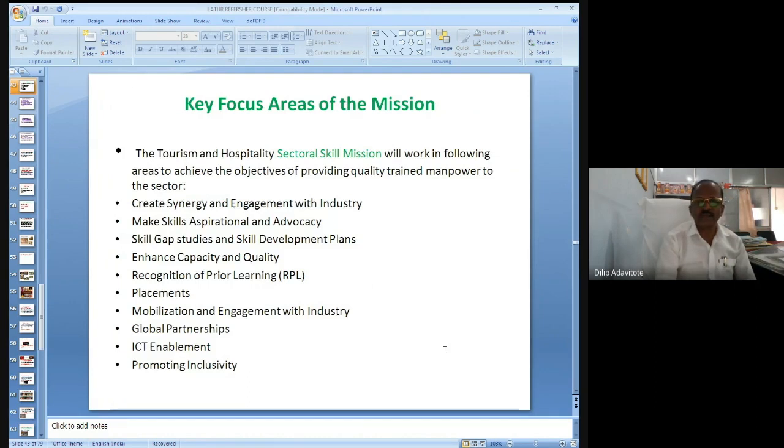What are the key focus areas of the mission? Again, the sectoral skill mission. How is it possible? Create synergy and engagement with industry, the tourism development industry or tourist-related industry. Suppose a travel agency is there and we are teaching a certificate course of tourism to our students. We have to make an engagement with them and send our students as guides or tour operators. The next are skills aspiration and advocacy, skill gap studies, skill development plans, enhancing capacity and quality, placements, global partnership, ICT enablement, and promoting inclusivity. These are the various important sectors where one can address the issues as a mission.